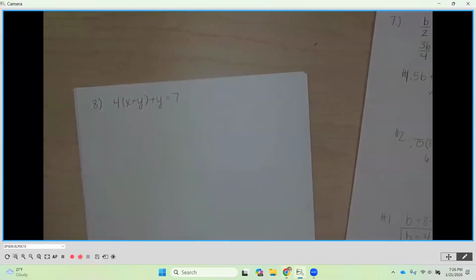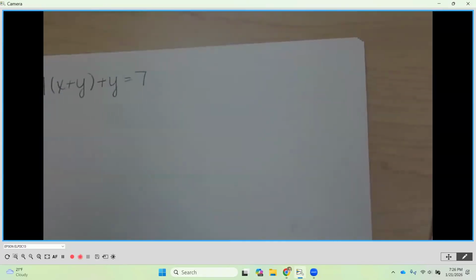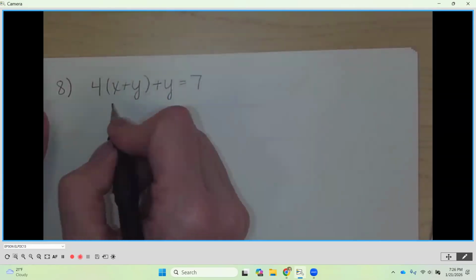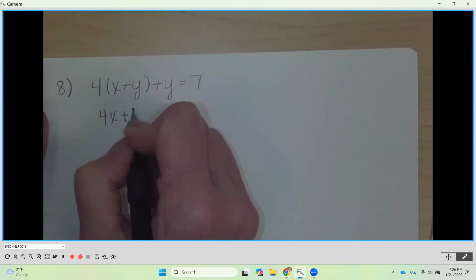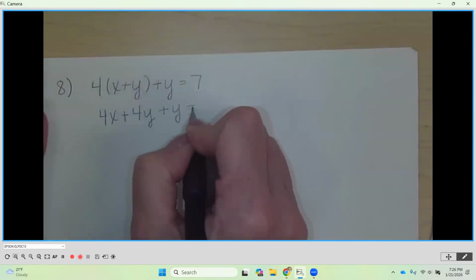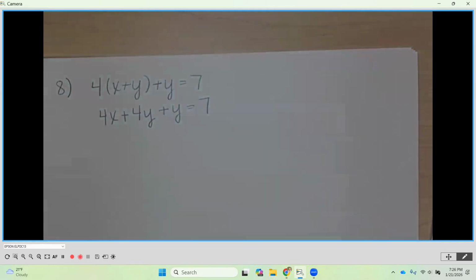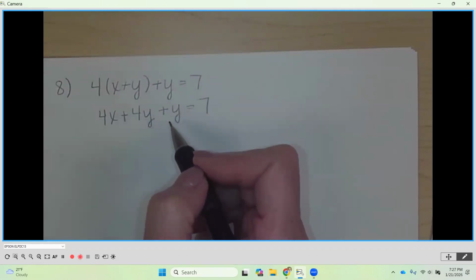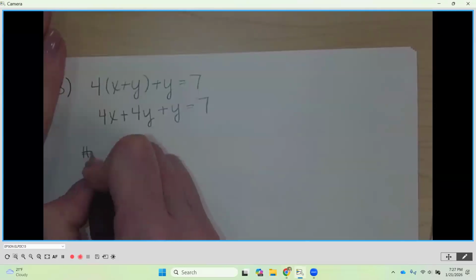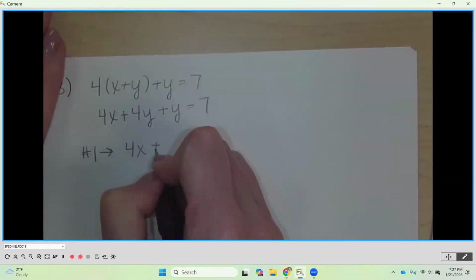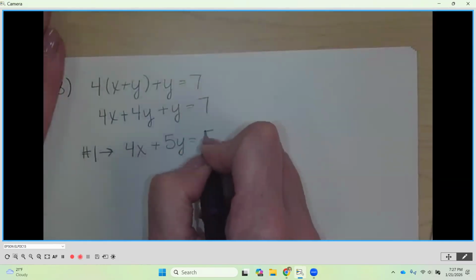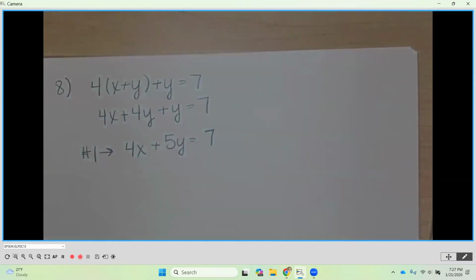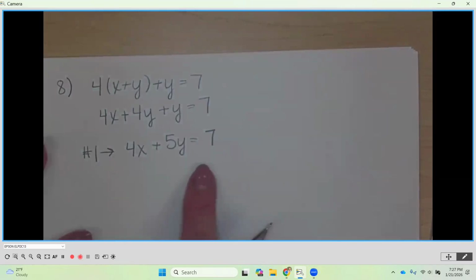So if we go underneath here, I want to do that work first. This is our first equation, but we need to distribute the 4. So this is going to be 4x plus 4y plus y is equal to 7. Now we can combine the 4y and the y, so it'll be 5y. So our first equation, number 1, is going to be 4x plus 5y is equal to 7. You guys see that? We had to do that little bit of work to get it in a standard form, so we had just one x and one y.